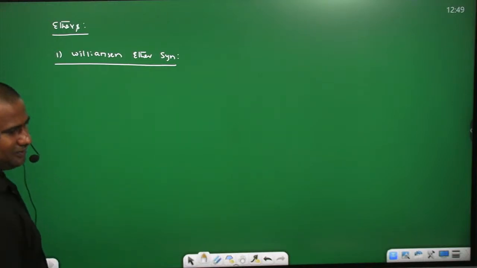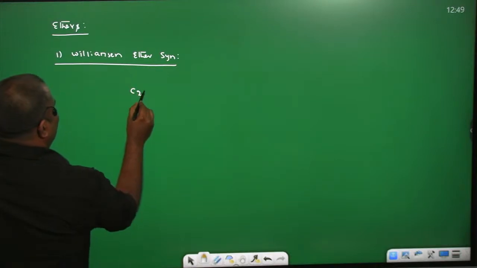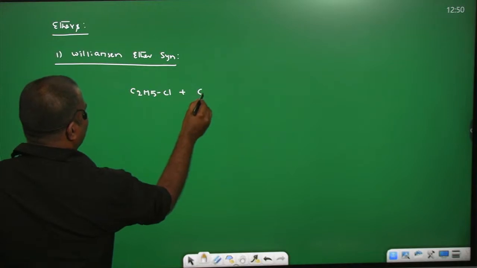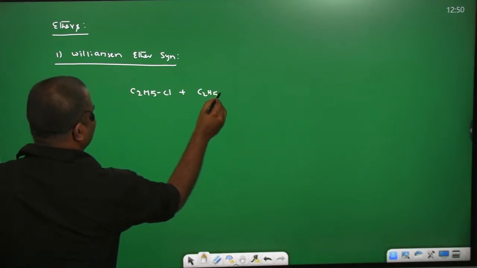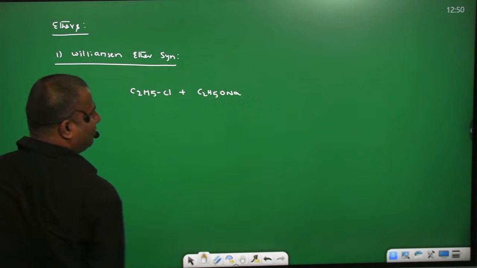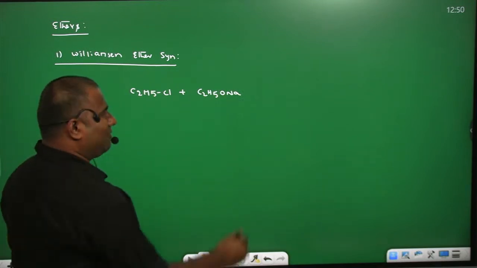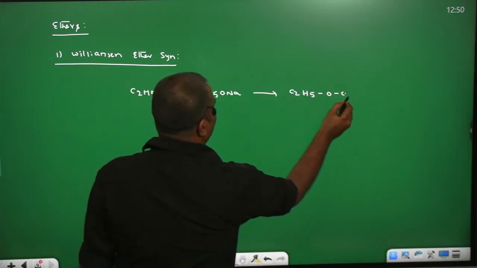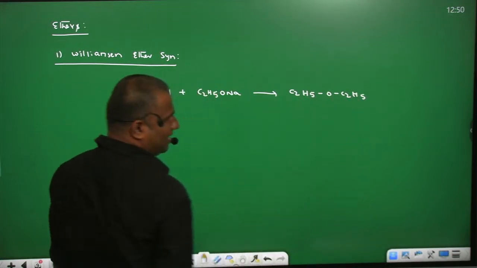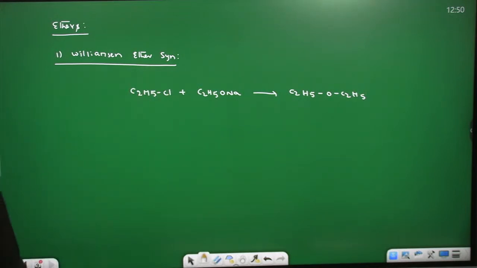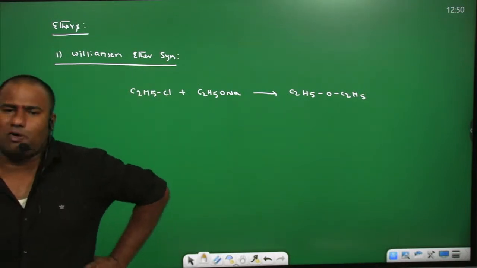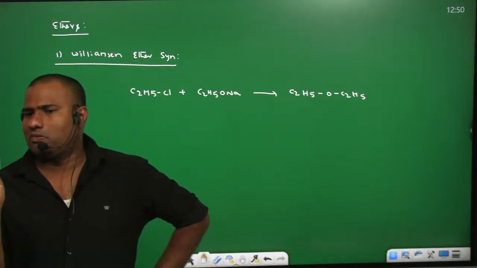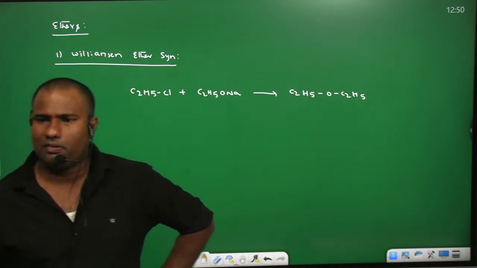What do we do, tell me. You are going to take alkyl halide C2H5Cl, in the presence of sodium alkoxide, C2H5OH reacts with Na to form C2H5ONa. So what can we get? C2H5O C2H5. This is what generally happens. In this reaction, what will happen? Generally alkyl halides react with sodium alkoxide, and they bring ethers.